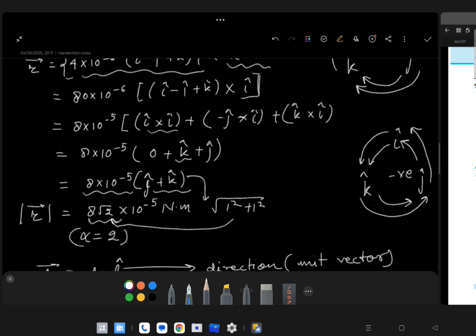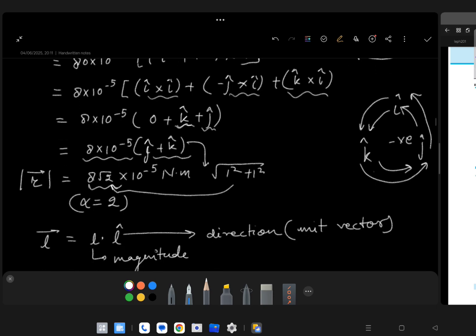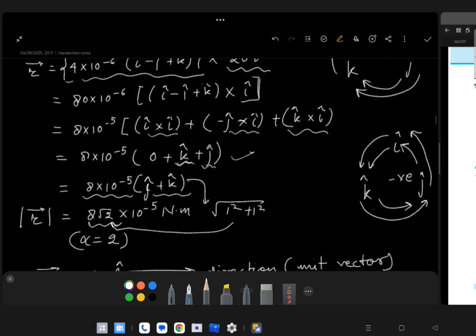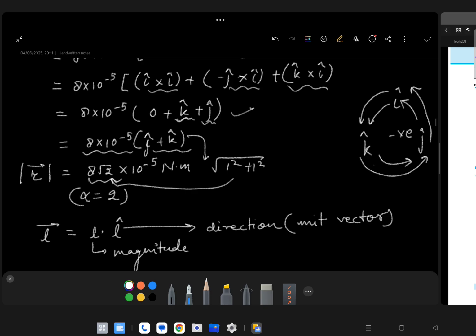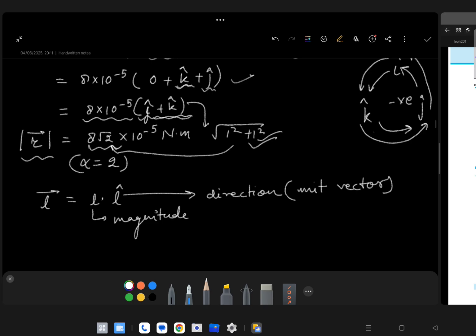So the cross product here has been given here. i cross i will be 0, right? And j cross i is equal to minus k cap. So minus minus plus, so k cap, and k cross i is j cap. Okay, so we have expressed tau vector here like this. Now the magnitude of the tau vector will be given as 8 root 2 into 10 to the power minus 5 Newton meter, because you calculate the magnitude of this vector like this. Okay, so the value of alpha comes out to be 2.